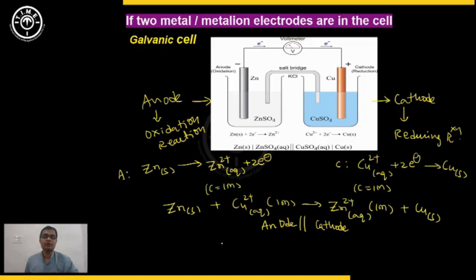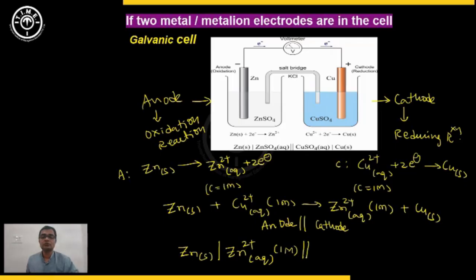Now at the anode, oxidation will take place. So what you can write here: zinc solid, zinc is oxidized to Zn2+. It is in aqueous state. Solid and aqueous solution are separated by a single vertical line. The concentration of Zn2+ ion is mentioned in a small bracket, that is 1 molar.